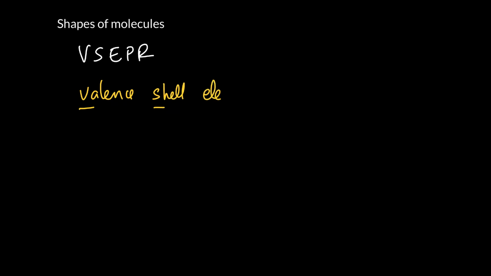Hello everyone, welcome back. We are going to look at shapes of molecules in today's lecture. And the shapes of molecule theory that we're going to use is called VSEPR for short. VSEPR stands for valence shell, so that's the V and that's the S, and the EP is electron pair, and the R stands for repulsion. So VSEPR theory is valence shell electron pair repulsion theory.